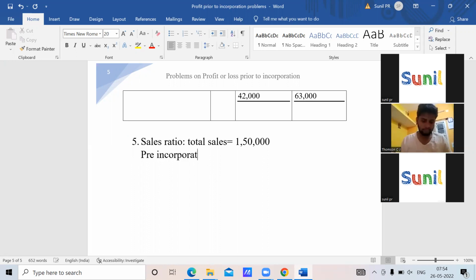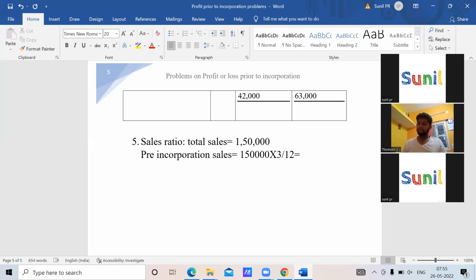This is how we find it. Pre-incorporation sales is equal to 1,50,000 into 3 divided by 12. So that is 37,500. And 1,50,000 into 9 for post divided by 12 again. So that is 1 lakh 12,500, sir.